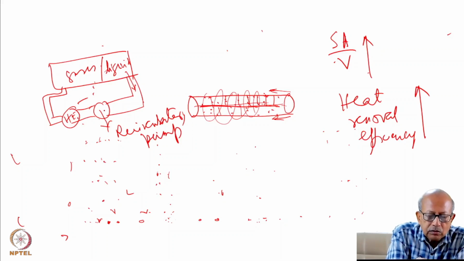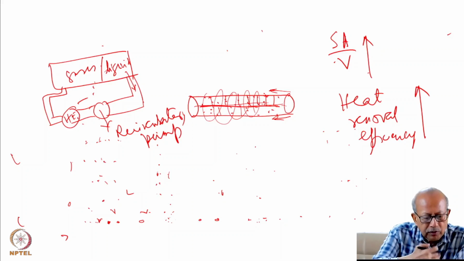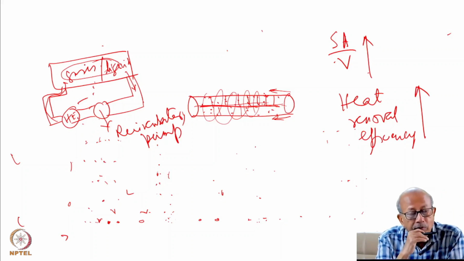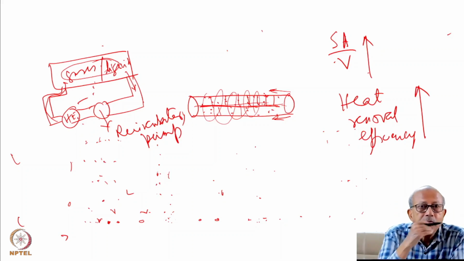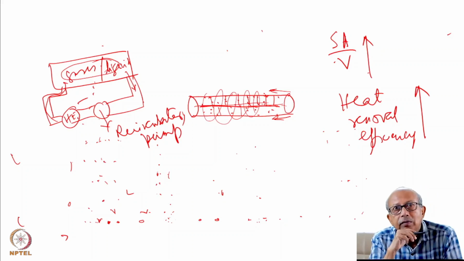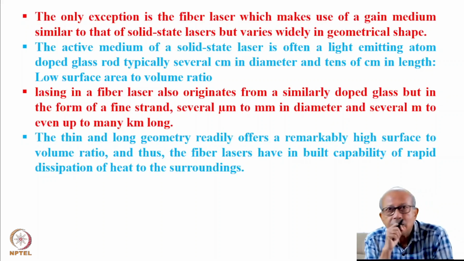So the hot gas will flow through the heat exchanger and give out its heat to the heat exchanger, and cold gas will enter. That way the thermal management may be much better, and the active medium remains cold all the time, which is not possible for a solid state laser. So that is the major problem of increasing power in the operation of a conventional solid state laser. So then here comes the fiber.